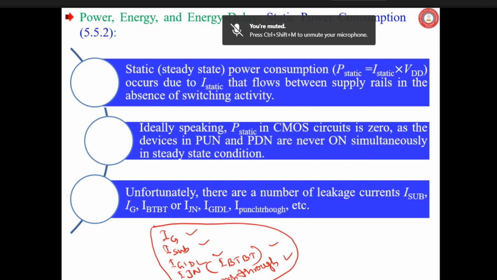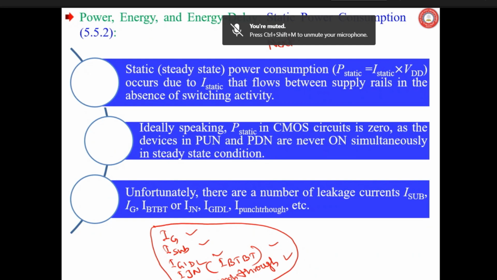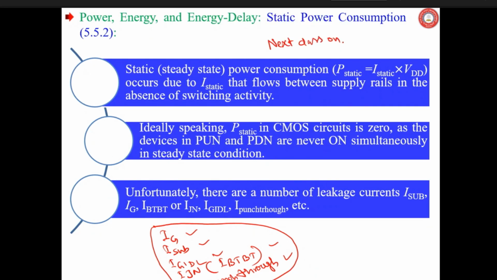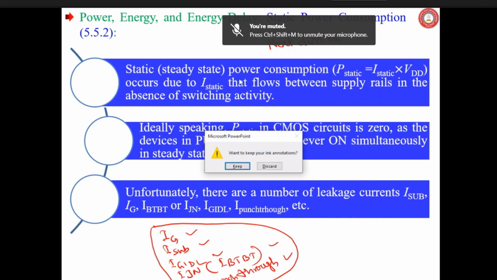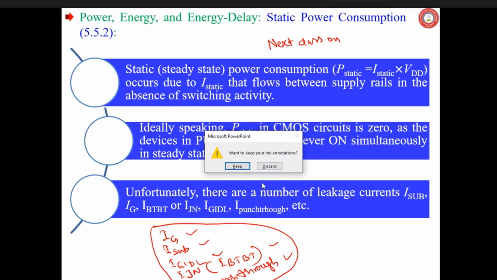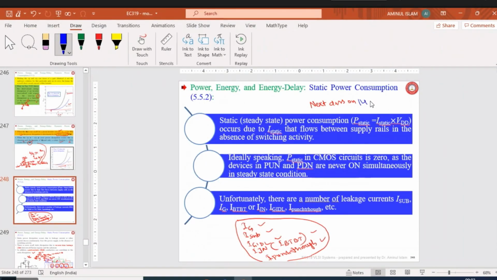So static, steady state. Sir, can you continue in next class, sir? We have a class now. Okay. Next class on when? Tomorrow. What is the date tomorrow? Sir, 14. 14th September. Okay.